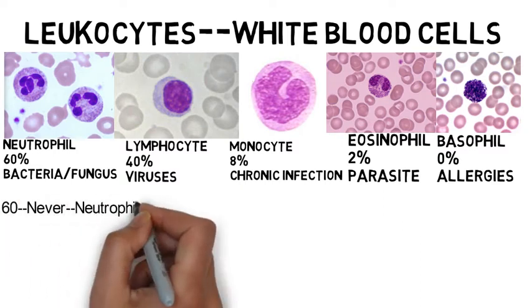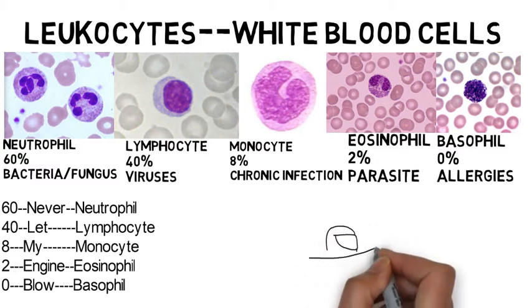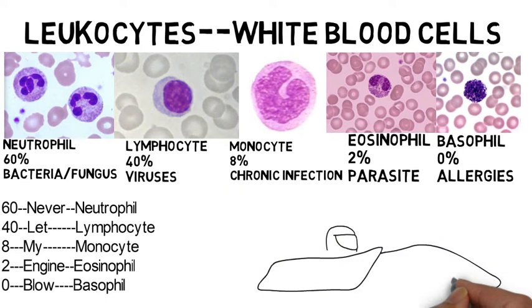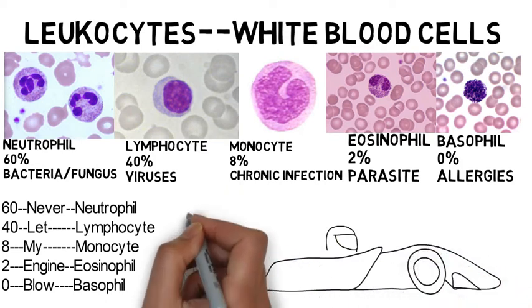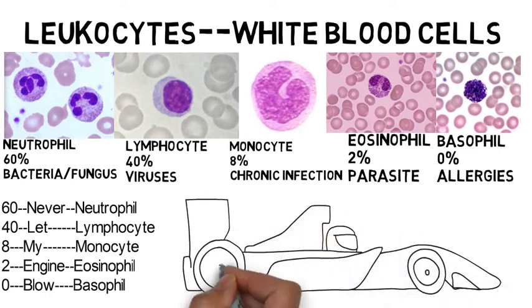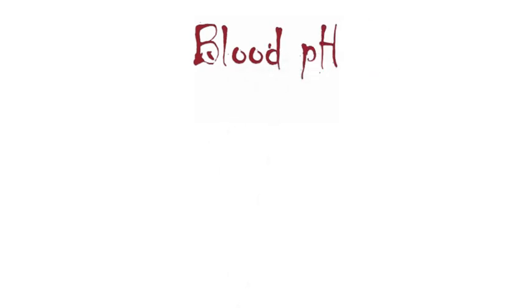A nice little mnemonic for remembering what they are is 60-40-8-2-0, never let my engine blow. This is to tell you that 60% are neutrophils, 40% are lymphocytes, 8% are monocytes, 2% are eosinophils, and about 0% are basophils. Blood pH.